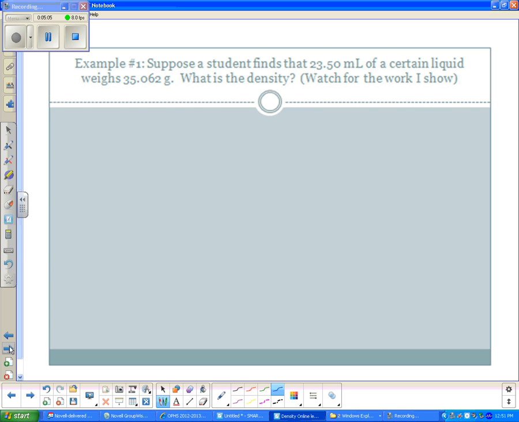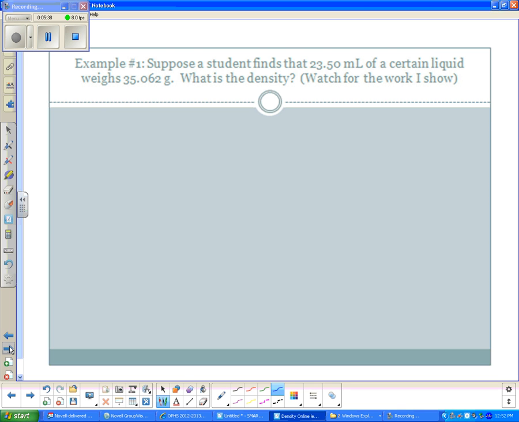Okay, so let's do a little density problem. I want you to be careful here and watch for what work I show, because when we work problems in class tomorrow, I want to see these problems that you're working out. So please make sure to include all of your work. Our problem is, suppose a student finds that 23.50 milliliters of a certain liquid weighs 35.062 grams. What is the density?